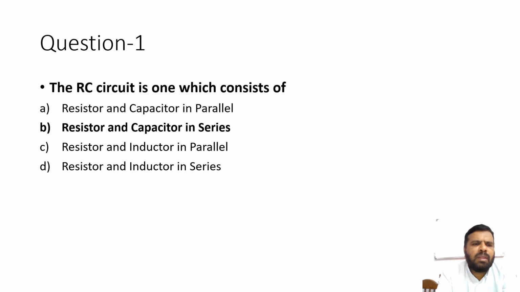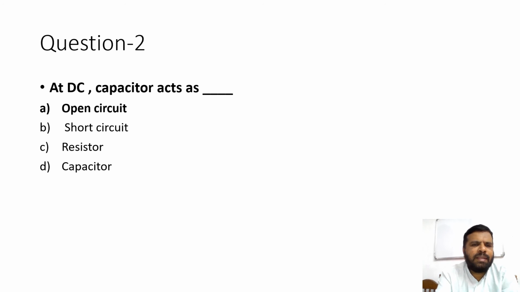Question number 1. The RC circuit is one which consists of option A, resistor and capacitor in parallel, option B, resistor and capacitor in series, option C, resistor and inductor in parallel, option D, resistor and inductor in series. The correct option is option B, resistor and capacitor in series. Question number 2. At DC, capacitor acts as option A, open circuit, option B, short circuit, option C, resistor, option D, capacitor. The correct option is option A, open circuit.